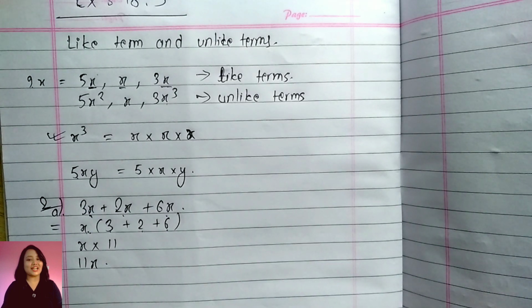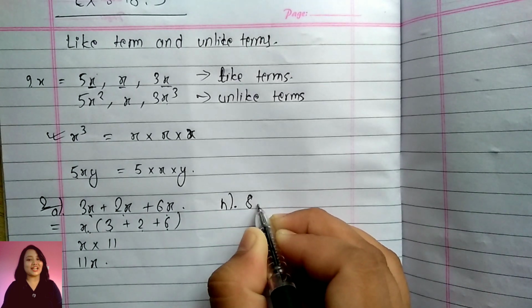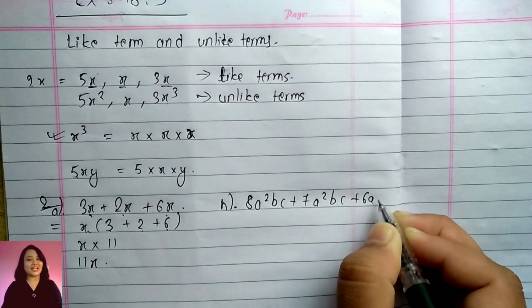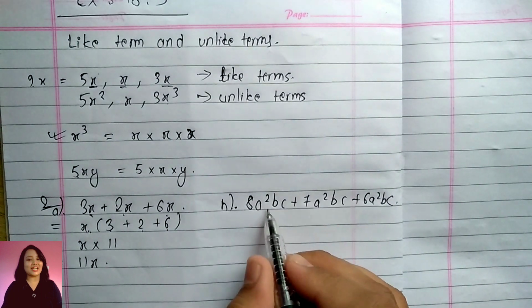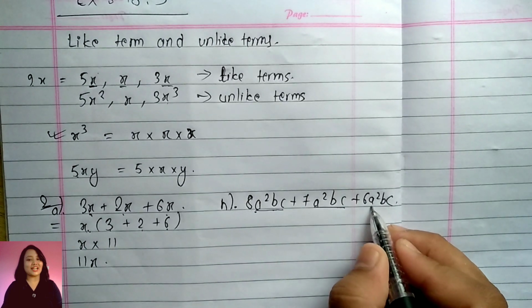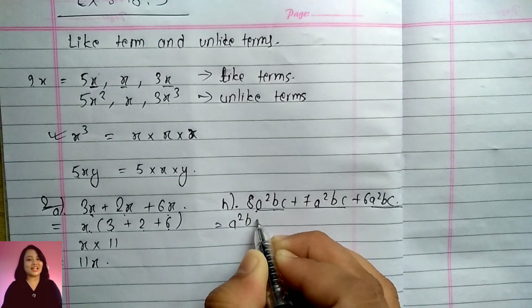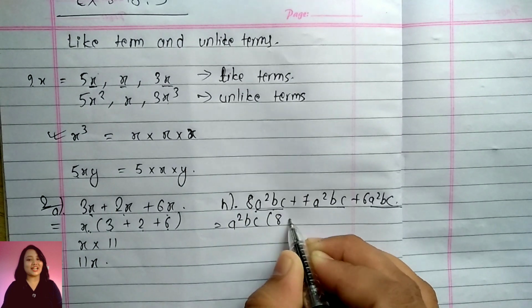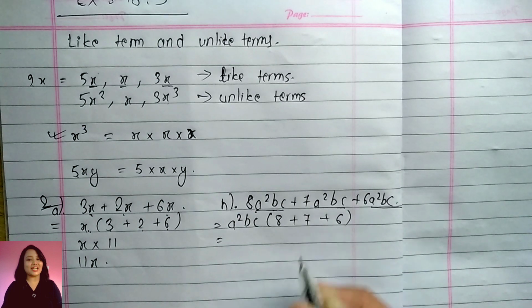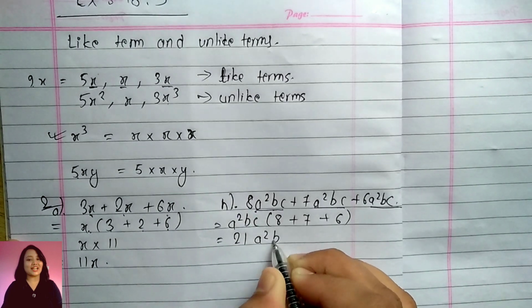Okay, let's do the next question also, which is 2b. This one is a bit different. 8a square bc plus 7a square bc plus 6a square bc. Now here you can see in this term it is a square bc, here also it is a square bc, here also it is a square bc. That means these are like terms. Now we can take the whole a square bc common. Now 8 is remaining, plus 7 is remaining, and 6 is remaining. Now we can just add it. 8 plus 7 plus 6 is equal to 21 a square bc.